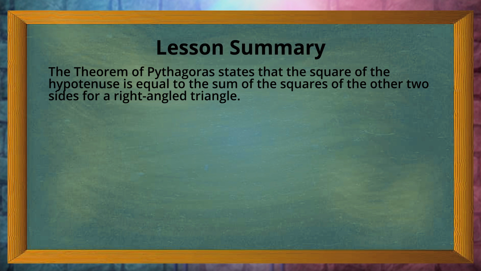We've now come to the end of the lesson. Let's have a look at the lesson summary. The Theorem of Pythagoras states that the square of the hypotenuse is equal to the sum of the squares of the other two sides for a right angle triangle.